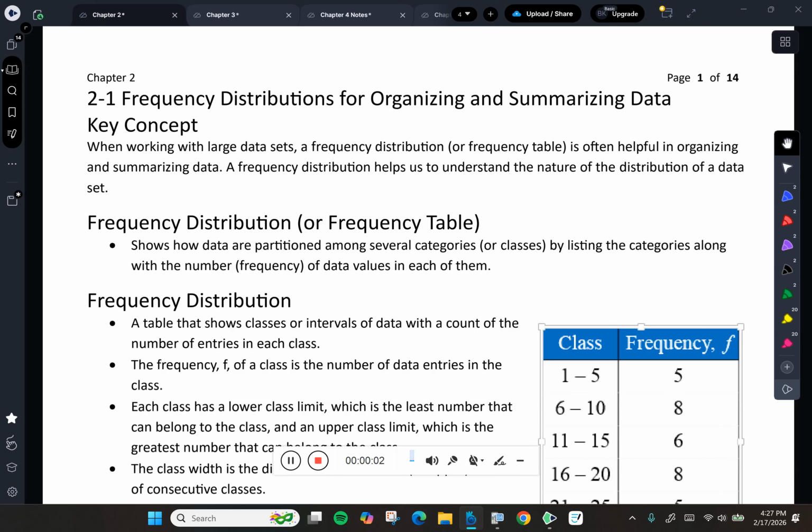Hi, everybody, and welcome back for Chapter 2. In Chapter 2, we're going to take a look at displaying data. So in Chapter 1, we talked about the basics of how data is gathered. And in Chapter 2, we're going to take a look at the idea of, okay, I've got data. What do I do with it?